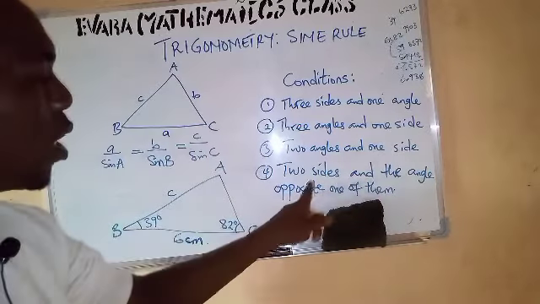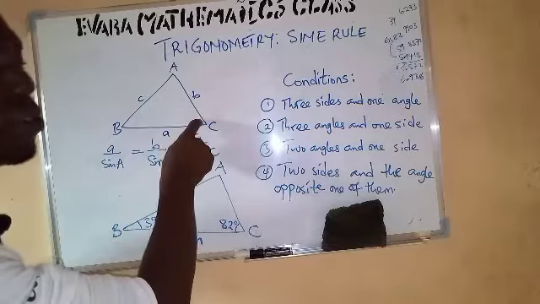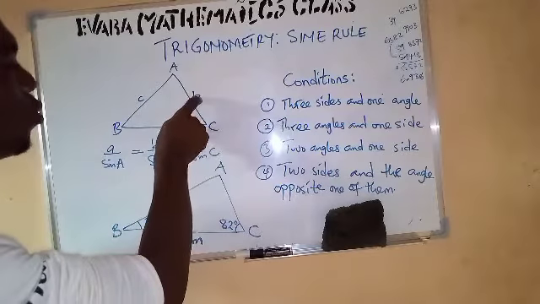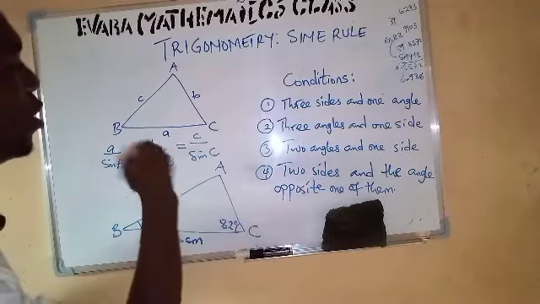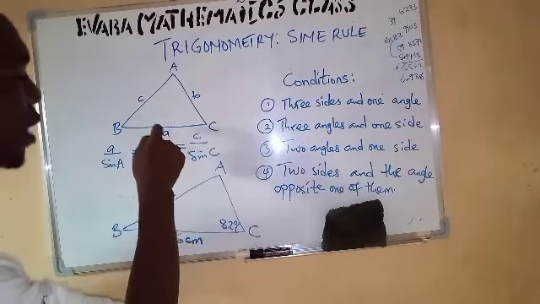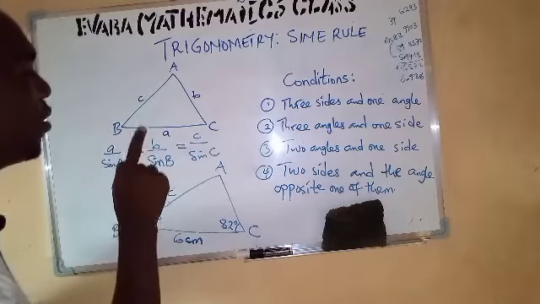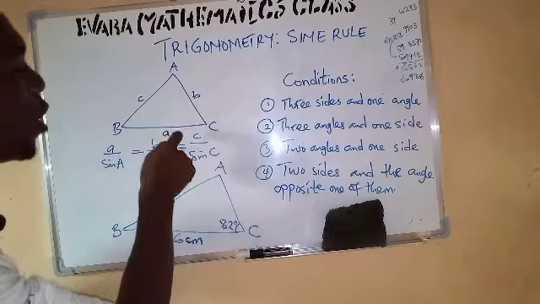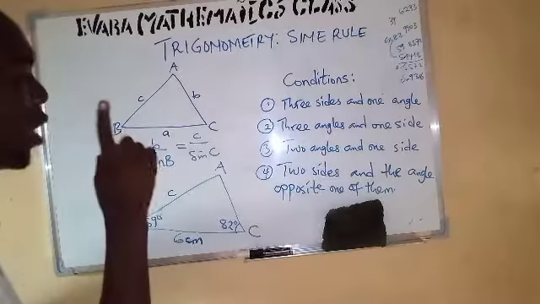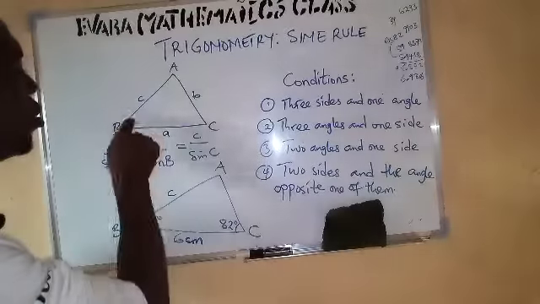Then one angle opposite to one of them. The angle opposite to this C is this, and the angle opposite to this B is this. So what this condition is saying now is that if, for instance, you have side A and side B, for us to apply sine rule, we must be given either angle A or angle B. So if you have two sides, you must have one angle that is opposite to either this one or this one.